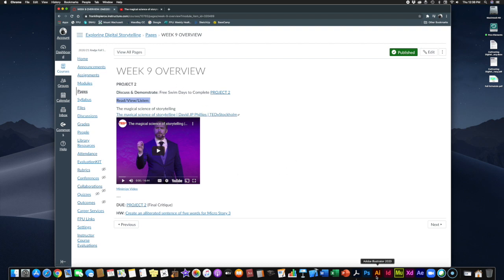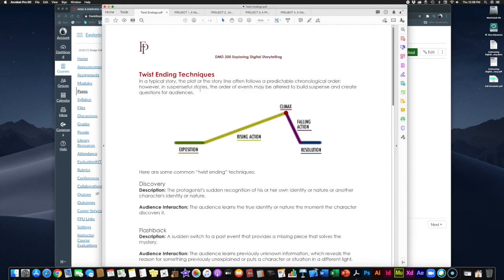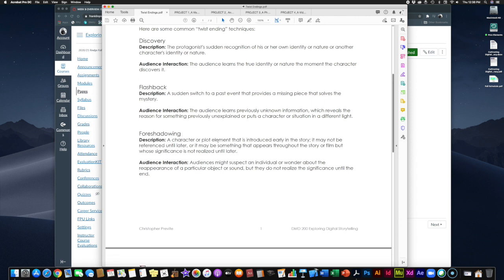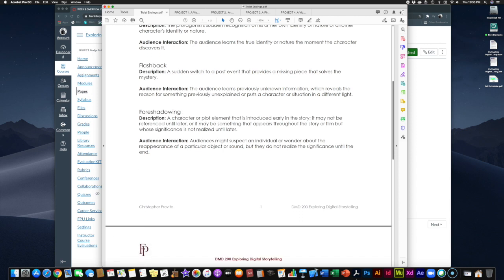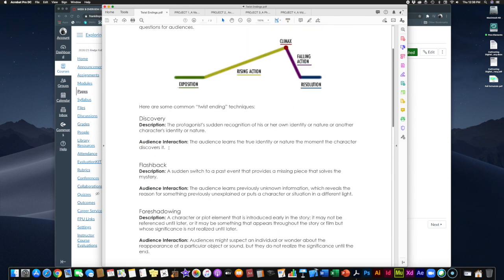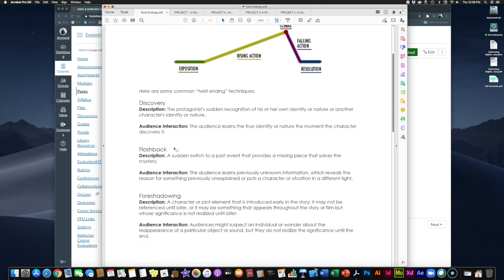Now, with regard to Project 2, number one, make sure that as you're finishing up Project 2 this week that you have incorporated one of the twist ending techniques that we reviewed last week and talked about in class. Make sure that you are incorporating one of these in a way that is very thoughtful and that makes sense for your story, but that can very clearly be seen as one of these types of twist endings or twist bits of storytelling, because they don't all really work at the end necessarily.